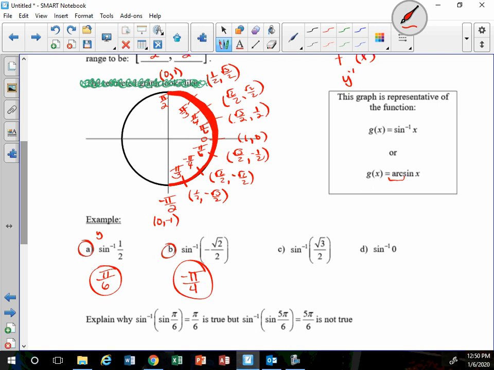I have a question. So if cosine comes in, that's like the x value? But it's a different part of the circle. Yeah, yep. All right, what do you think for C? Pi over 3, good.